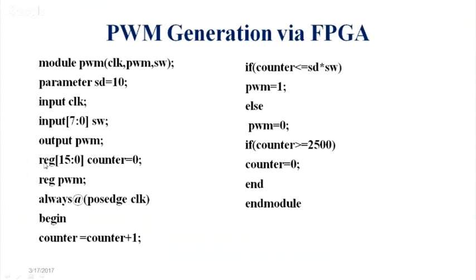So we need a register associated with it. We need a counter to increment the value from 0 to 2500. So we need a counter. We have taken a counter of 16-bit, let's suppose. Now we start from here.